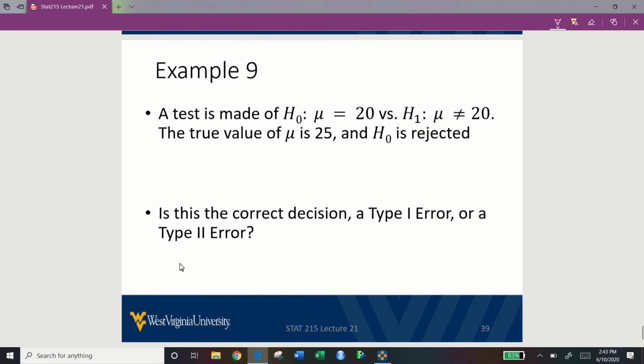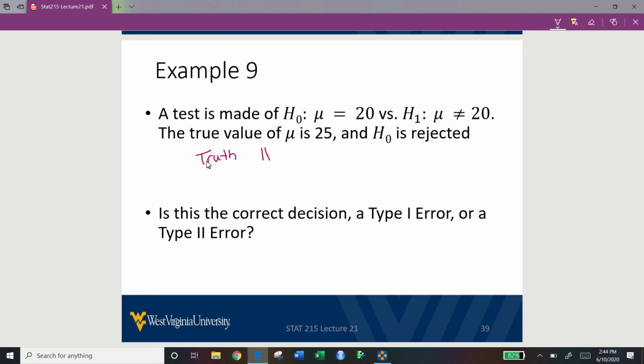Let's take a look at one last example. A test is made of the null hypothesis of mu equals 20 versus the alternative of mu not equal to 20. The true value of mu is 25, and the null hypothesis is rejected. And again, we want to determine if this is a correct decision, a type 1 error, or a type 2 error.